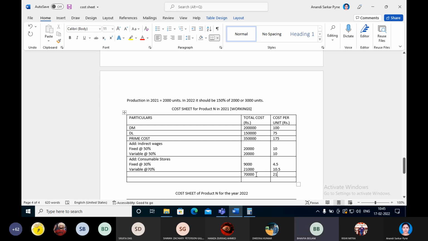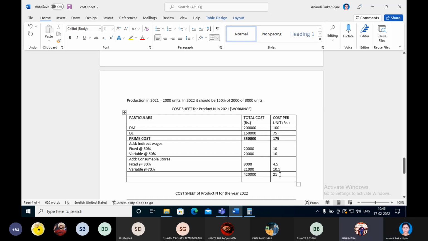Ma'am, it will be 4,20,000, not 70,000 then. Yes, prime cost will be 3 lakh 50,000. So 3 lakh 50 plus 70, that is 4 lakh 20,000.